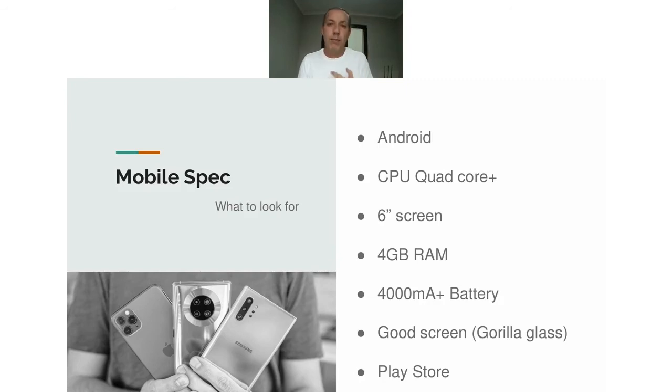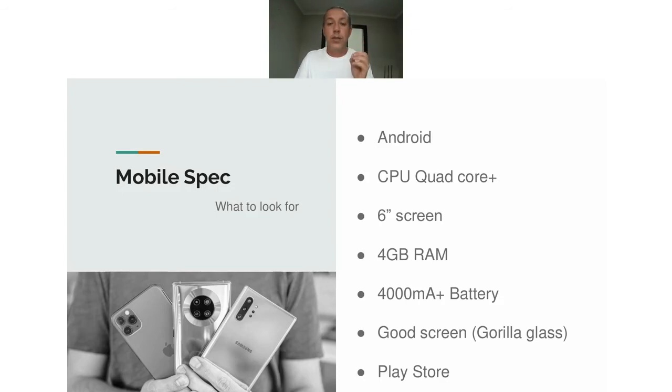4 gigs of RAM, not storage. Storage is in any case 32 gigs or 64 gigs or something like that. But look at your RAM. And the RAM must be a minimum of 4 gigs because with mapping and navigation, you do actually scroll quite a bit. Okay, so 4 gig RAM.